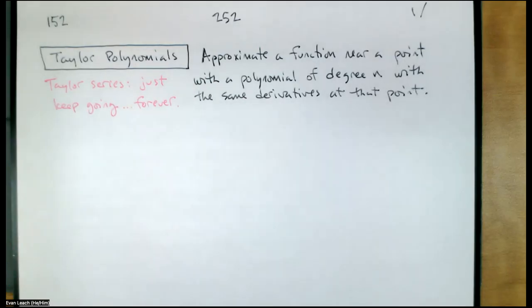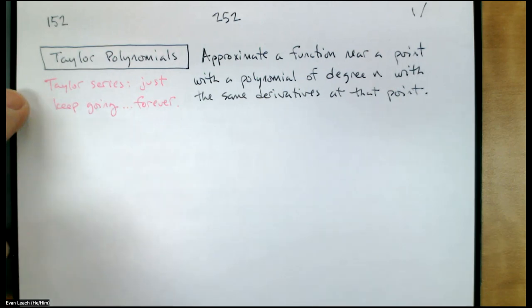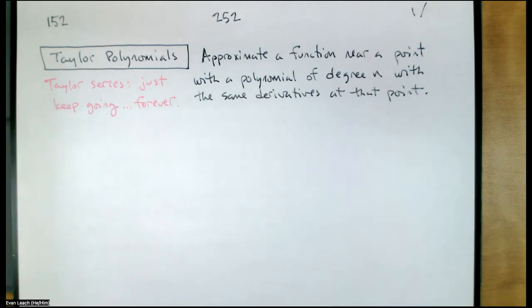Today we want to write down in general what the Taylor polynomial of degree n approximating a function near a point looks like. We're just going to extend our equation of the tangent line to a polynomial of degree n. And because we just talked about power series and we're talking about polynomials, we're going to turn our Taylor polynomial into a Taylor series just by keeping going. We just keep going.